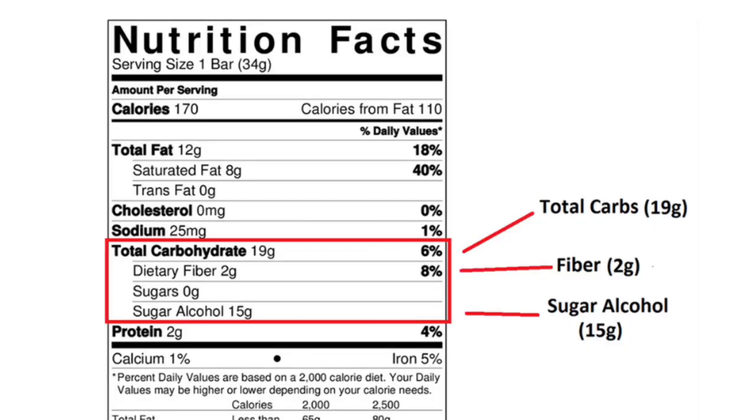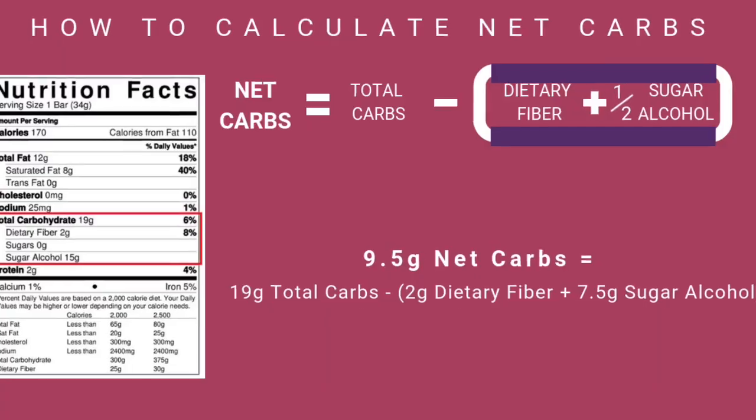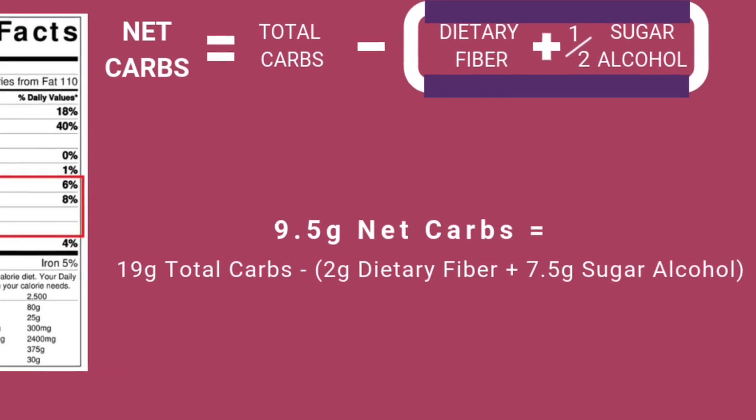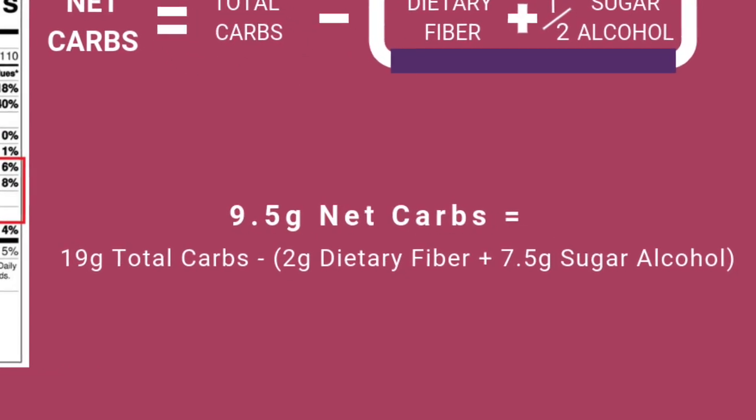This nutritional label shows that there are 19 grams of total carbs, 2 grams of fiber, and 15 grams of sugar alcohols. Now, to play it safe, I recommend that you count half of the sugar alcohols as carbs, which would mean that you're going to take half of 15, which equals 7.5. Now, using the easy to follow formula, you're going to take the fiber, which is 2 grams, and then you're going to add it to half of the sugar alcohols, which is 7.5. That's going to give you 9.5. Using the easy to follow formula, you're going to take your total carbs minus that 9.5, which leaves you 9.5 net carbs.